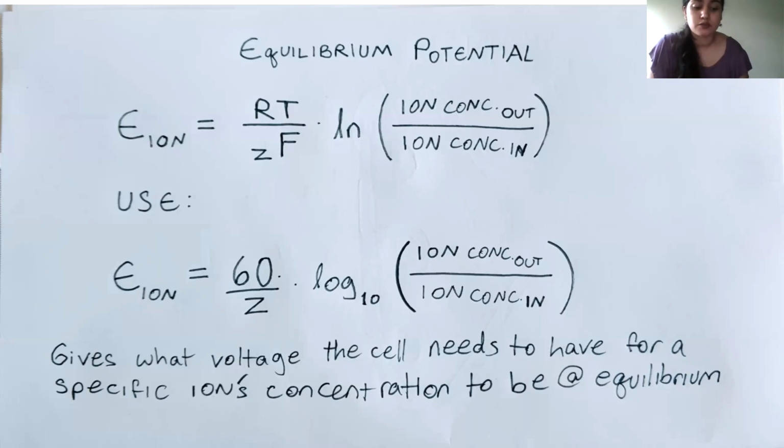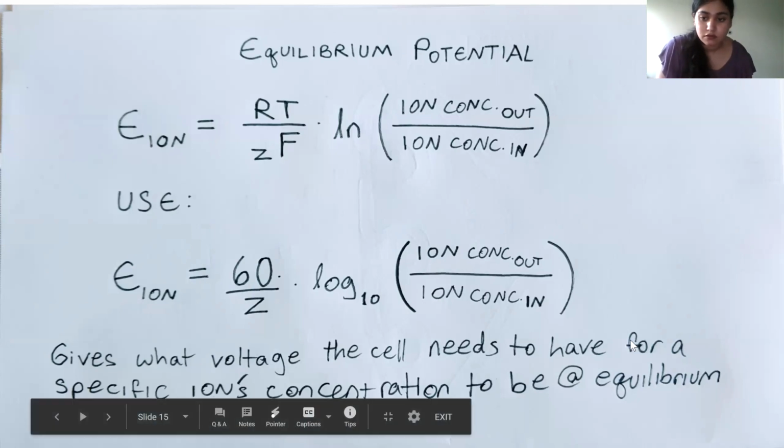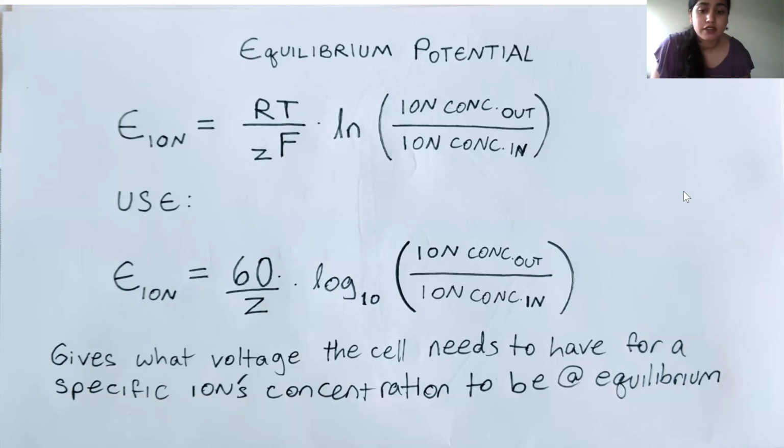Because of the constants, and because we are using the temperature of a living mammal, and because log base 10 is easier than natural log to work with, we can simplify our equation to the second one on the slide, which will give us our equilibrium potential in millivolts. Our ion concentrations are in millimolar. So if you feel up to it, try solving for yourself. What would the voltage inside the neuron need to be for sodium ions to reach equilibrium? Potassium ions, calcium ions? You can solve it now.